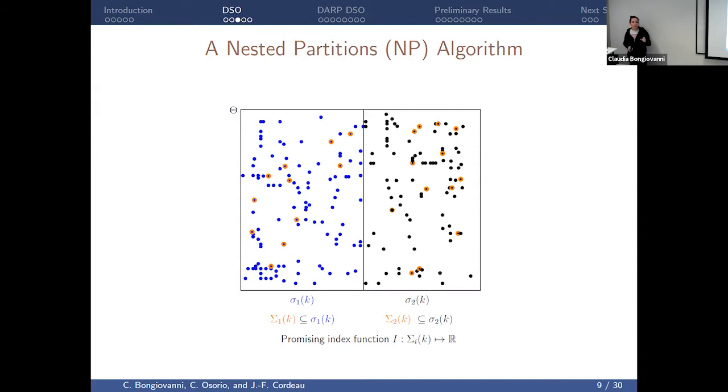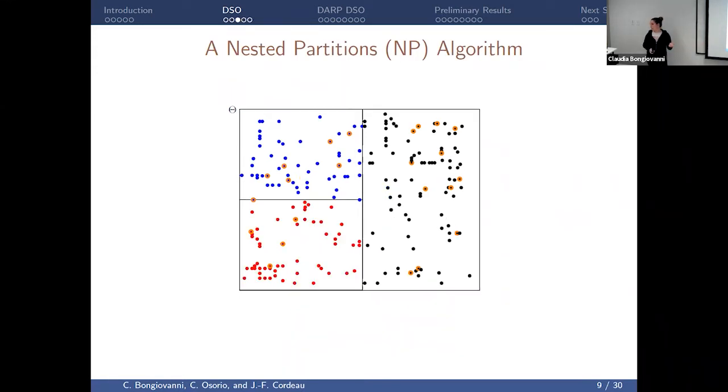And what we do is that we compute what is called the promising index function, which maps the solutions to a scalar. So it could be, for example, that after simulating the sample solutions, I would like to select the region that provides me the best of simulated objective function value. This is, of course, a choice. It's a function that is up to the design.